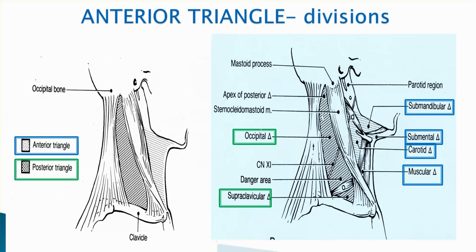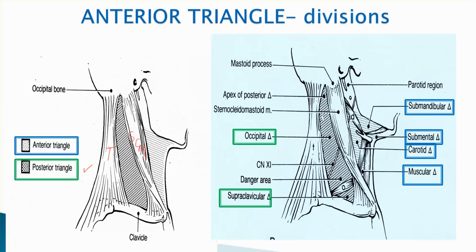Now you can see that the triangles are divided into further smaller triangles. So let's see the posterior triangle first. The posterior triangle is behind the posterior border of the sternocleidomastoid, and then you have the trapezius muscle, and below you have the clavicle. So this forms the posterior triangle.